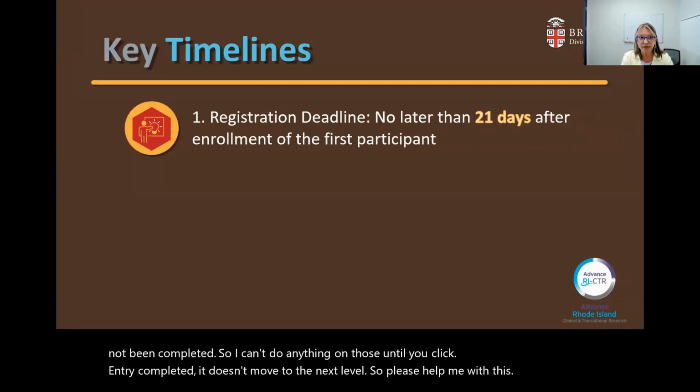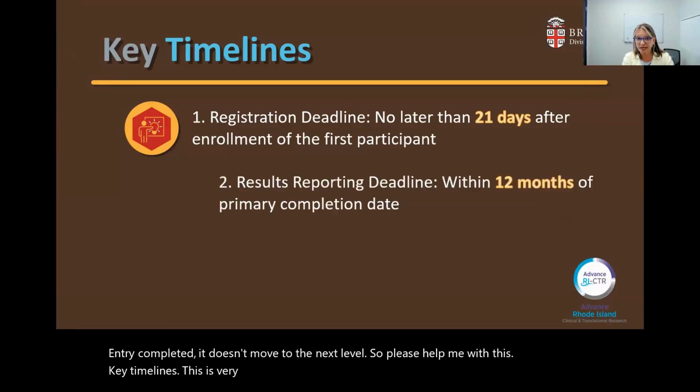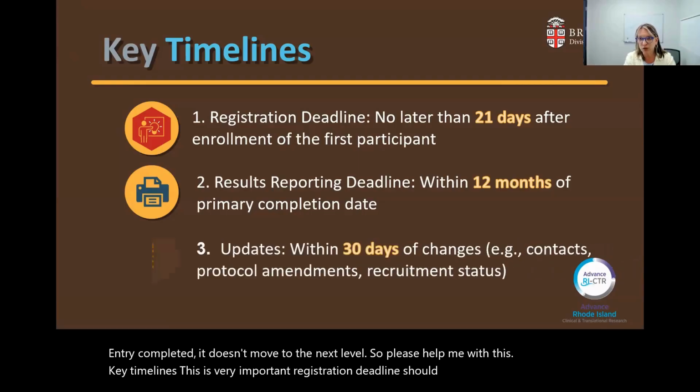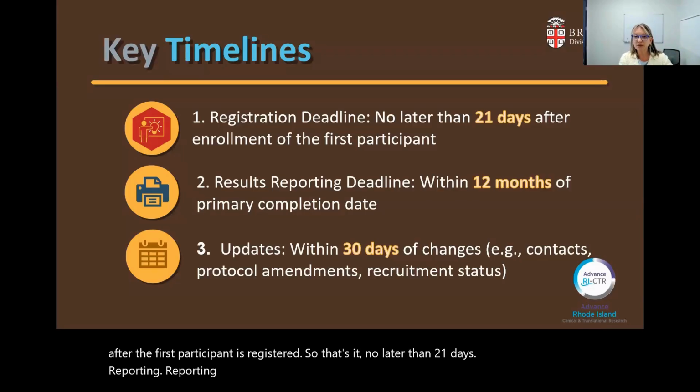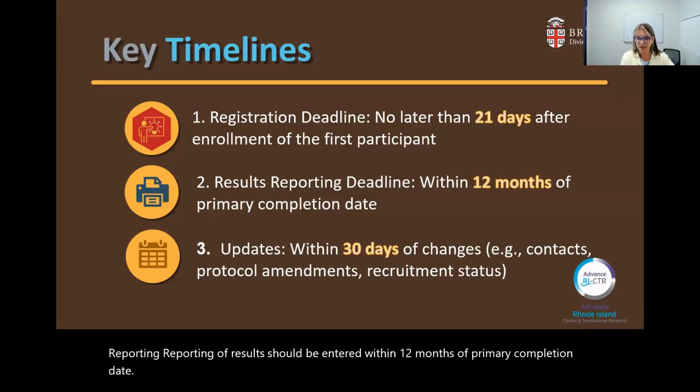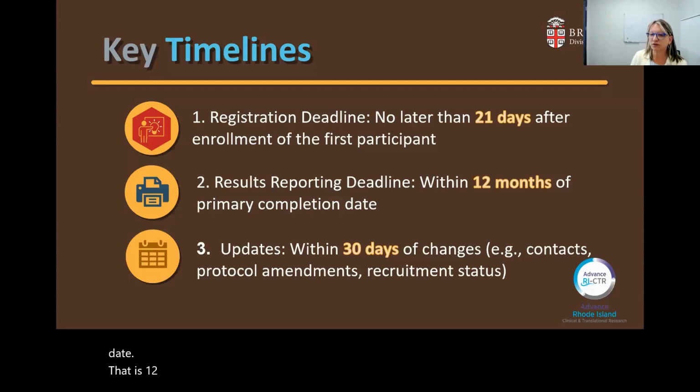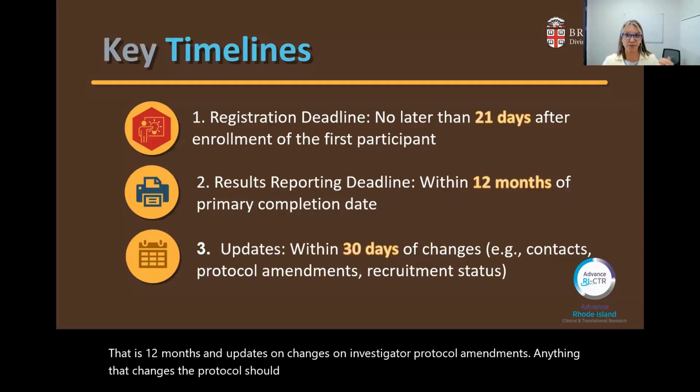Key timelines, and this is very important. Registration deadline should be no later than 21 days after the first participant is registered. So that's it, no later than 21 days. Reporting of results should be entered within 12 months of the primary completion date. That is 12 months. And updates on changes, such as a change of investigator, protocol amendments, anything that changes in the protocol, should be reported or entered in the platform within 30 days of the changes.